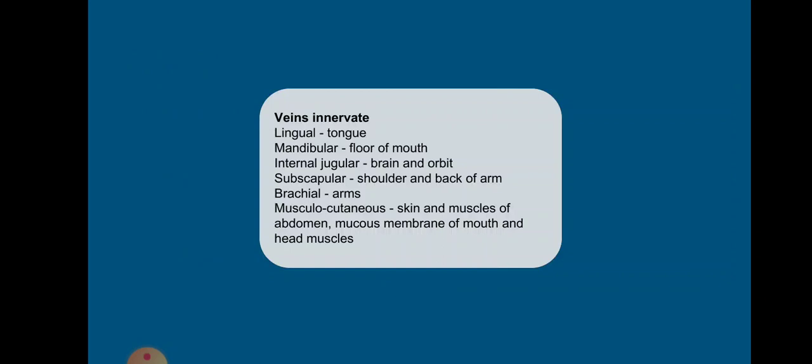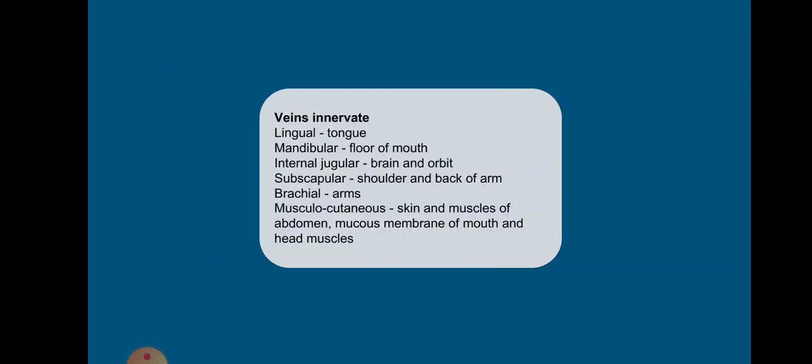So the previously discussed veins supply the following parts: lingual vein, the tongue; mandibular vein, the floor of the mouth; internal jugular, the brain and the orbit; subscapular vein, the shoulder and back of the arm; brachial vein, the arms; musculocutaneous vein, skin and muscles of the abdomen, mucous membrane of the mouth and head muscles.